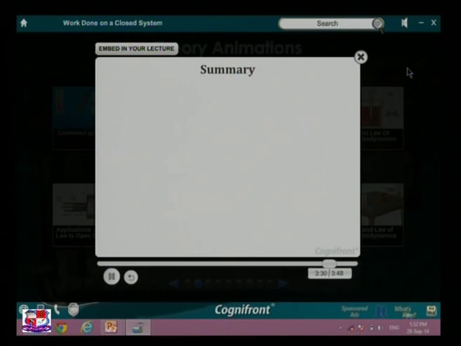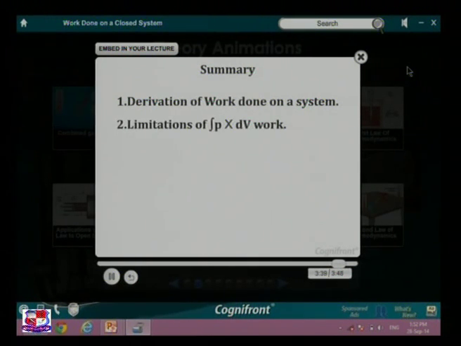Let us revise the topics covered in this session. We studied the derivation for the work done on a closed system and limitations of P into dV work.